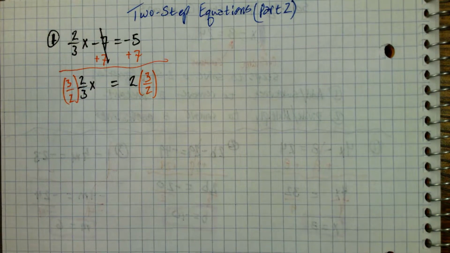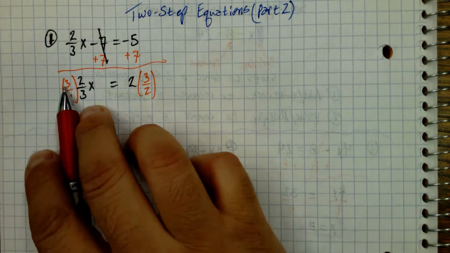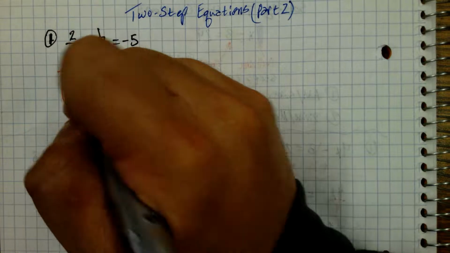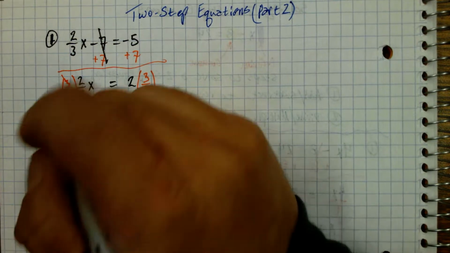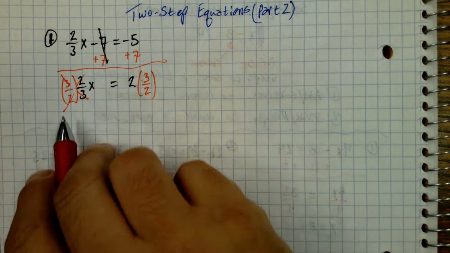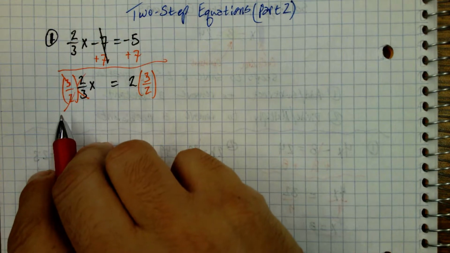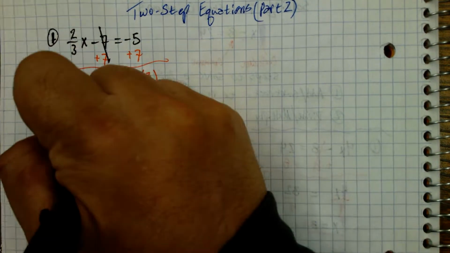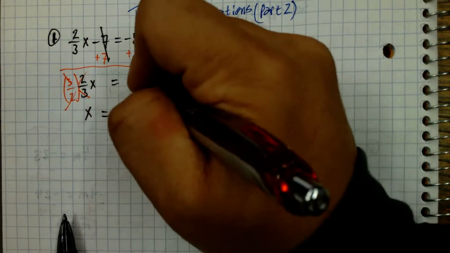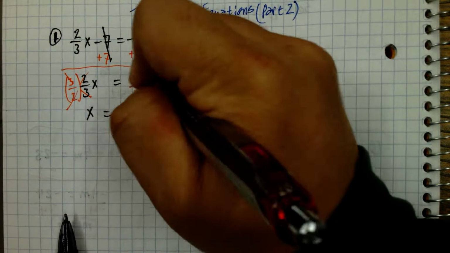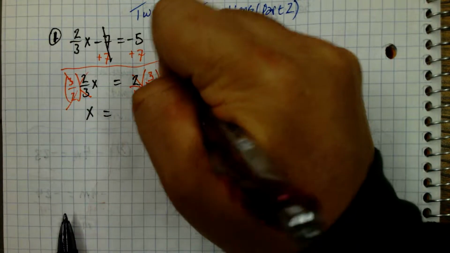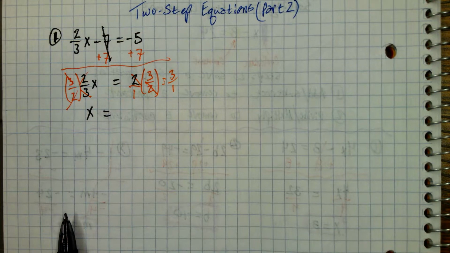And what's going to happen here on the left side, remember cross canceling? Well, the 3's, one's in the numerator, one's in the denominator. They cancel to 1. Same thing with 2's. And I basically get 1x. And 1x is just x. And on the other side, we can cross cancel 2's. And my answer here is 3 1's, which becomes 3.